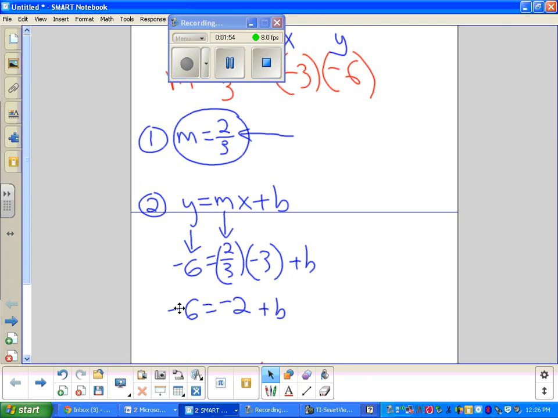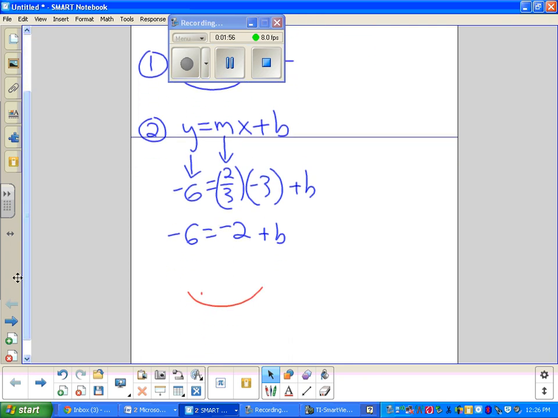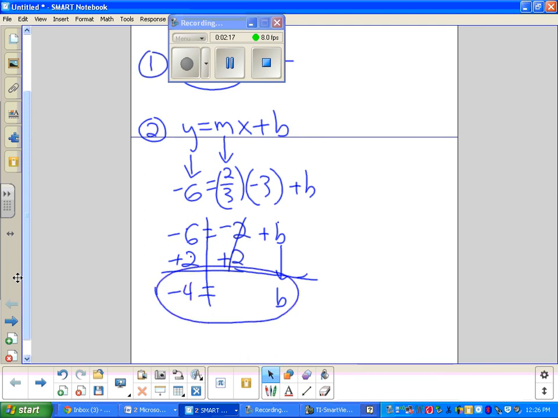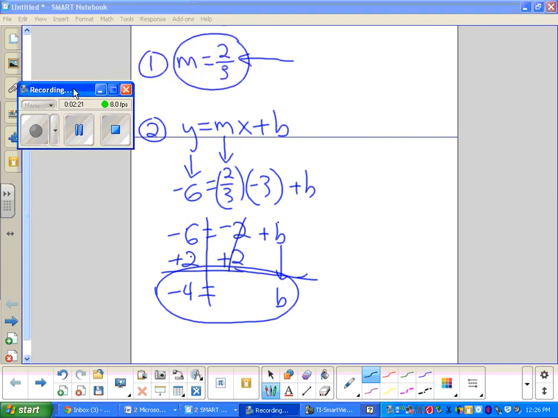To continue on, to finish getting b, you have to move the -2 over. So you do that by adding 2 to both sides. Bring down your b. -2 and 2 cancel out. And -6 and 2 is -4. So now I have my b, and I have my m.